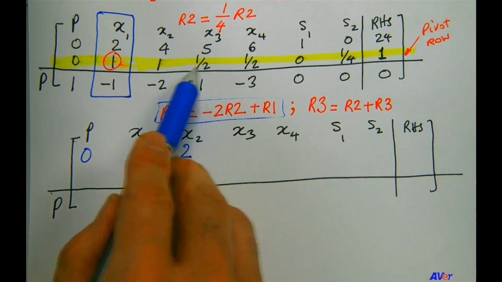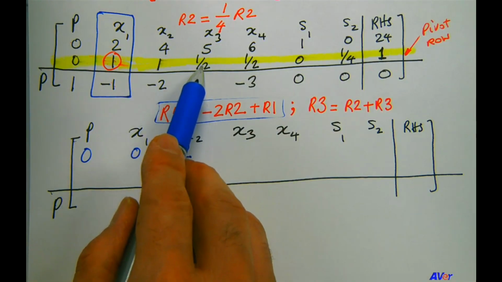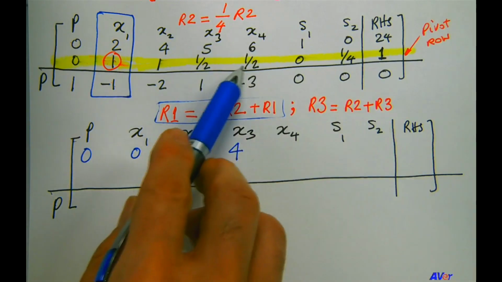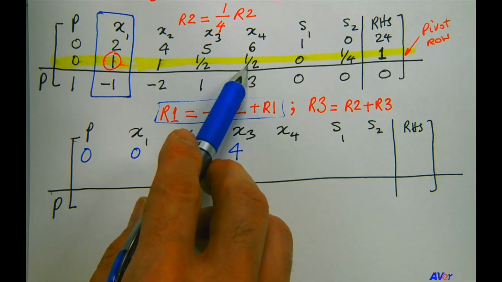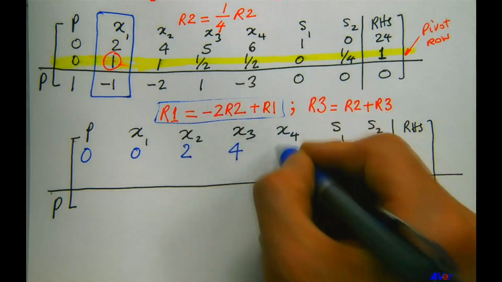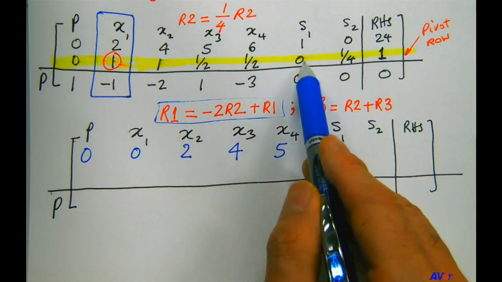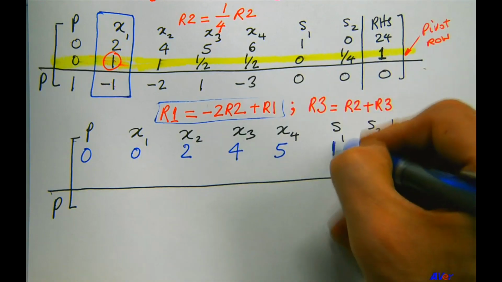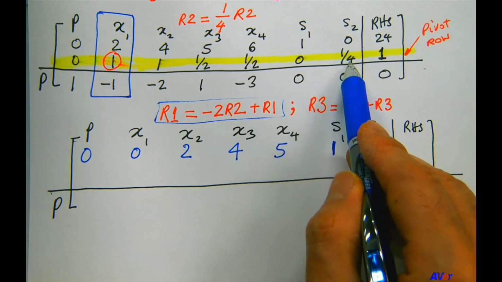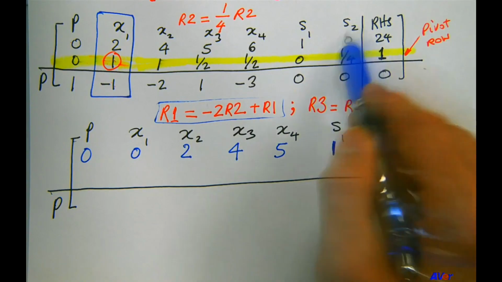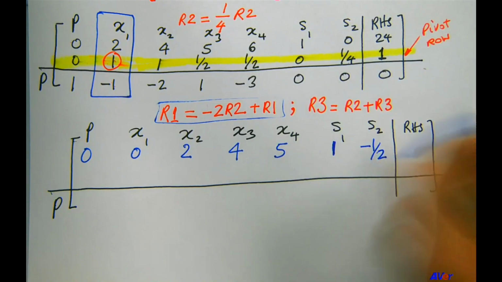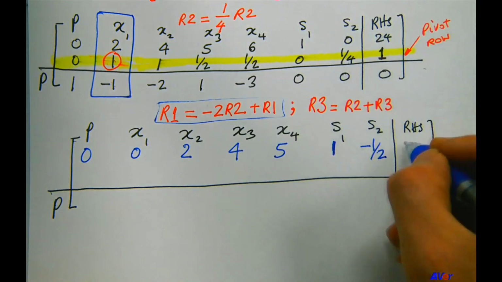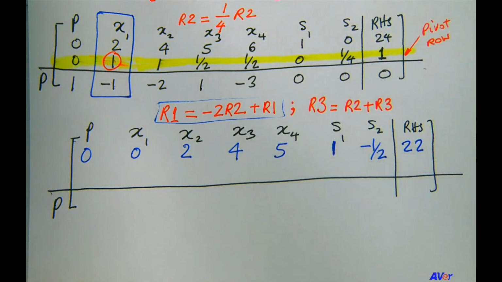Minus 2 times 1/2 is minus 1. Minus 1 plus 5 is positive 4. Minus 2 times 1/2 is minus 1. Plus 6, positive 5. Minus 2 times 0 is 0. Plus 1, 1. Minus 2 times 1/4 is minus 1/2. Plus 0, minus 1/2. Minus 2 times 1 is minus 2. Plus 24 is positive 22.